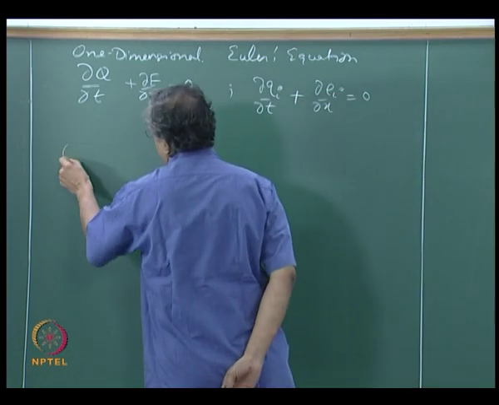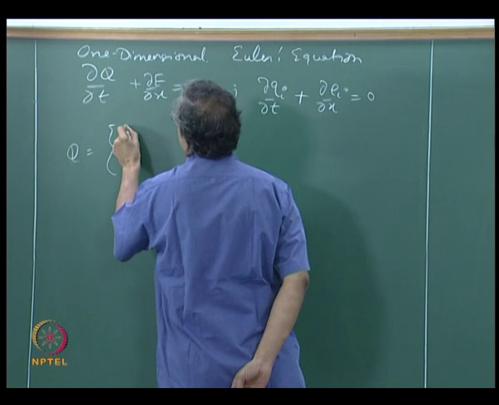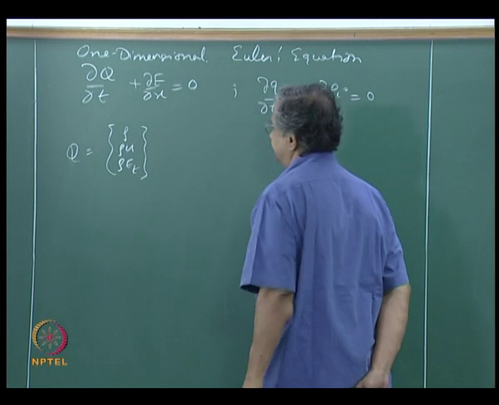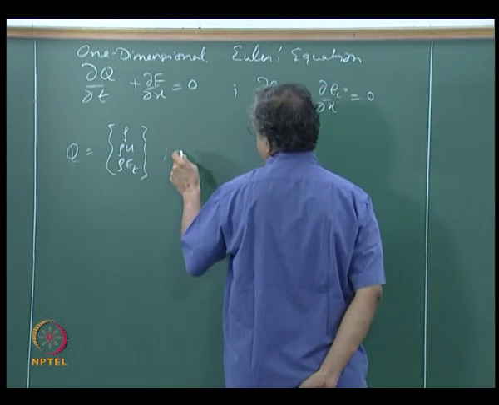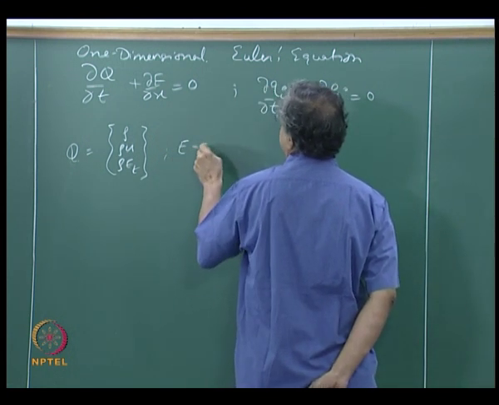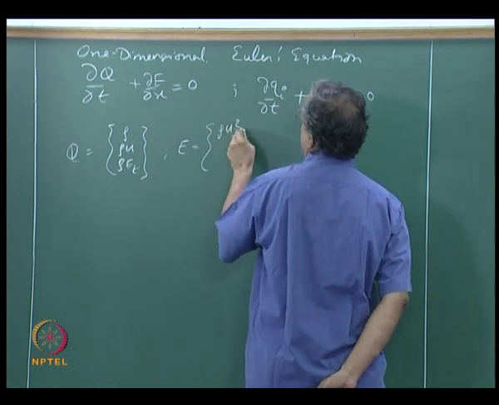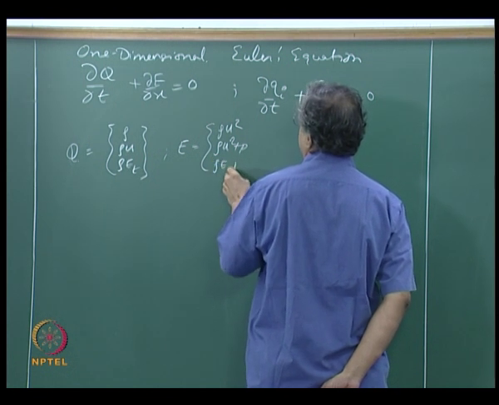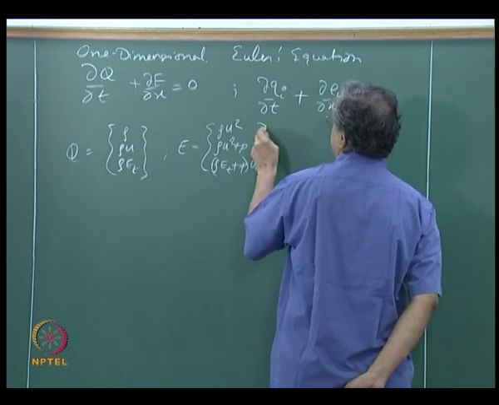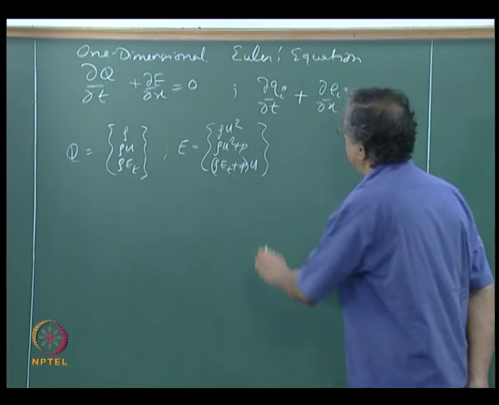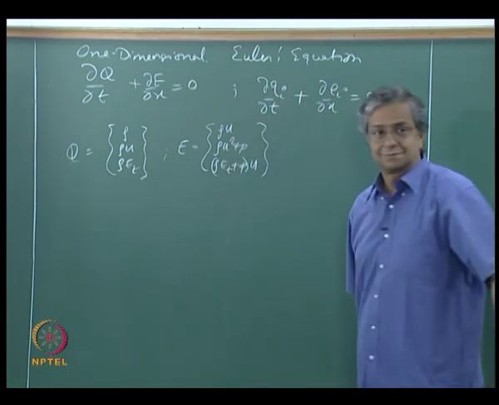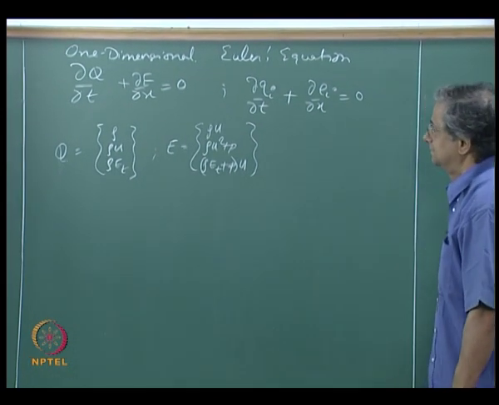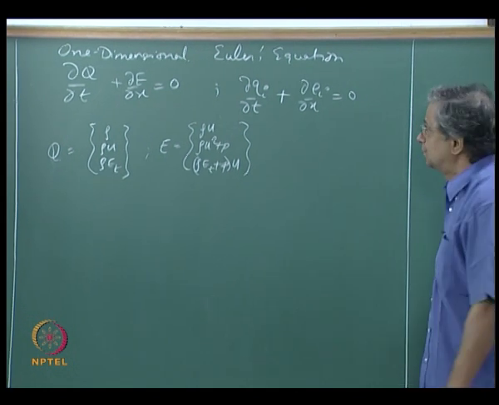We saw that Q had components rho, rho u, rho e_t, and E had components rho u, rho u squared plus p, rho e_t plus p times u. Okay, is that fine? This is what we've got.